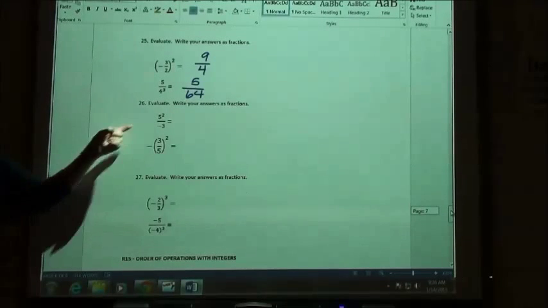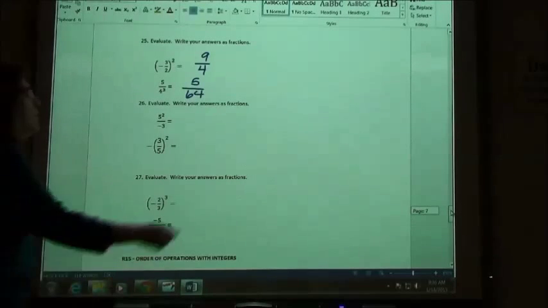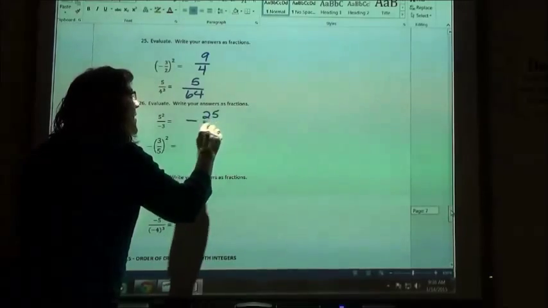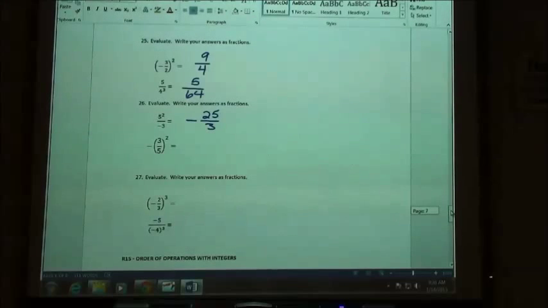So the first one on number 26, if you evaluate that, you would get negative 25 over 3. Now if you put the answer in as 25 over negative 3 on the Alex program, it's going to say it's correct. However, as she pointed out, the negative really should go on the outside. The whole fraction's negative, not just the bottom number.